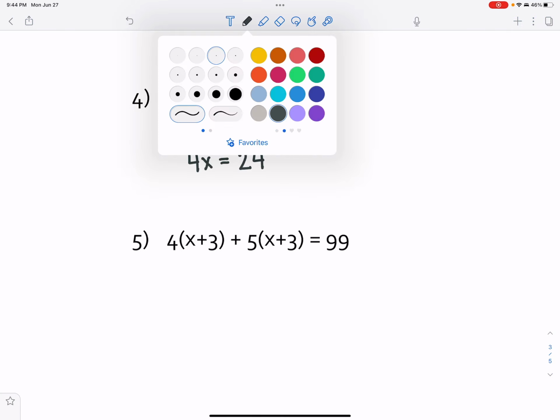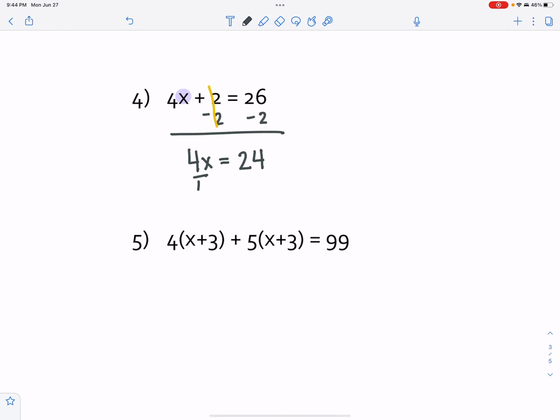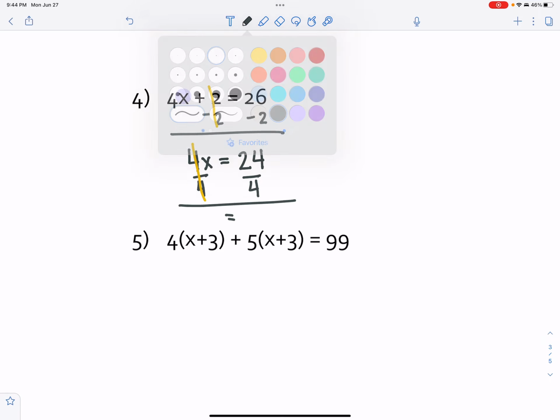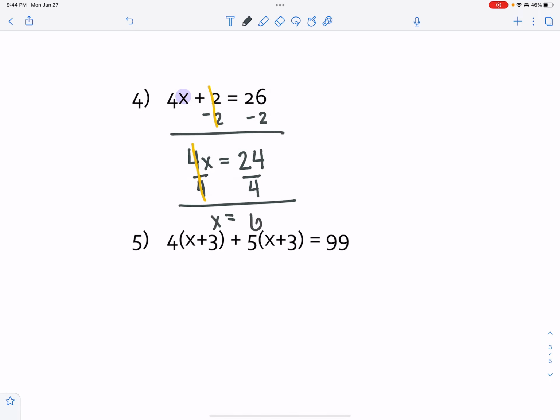Now 4 times x, to get rid of that, I'm going to divide both sides by 4, carry down that equal sign. The 4's are going to cancel and leave me with x equals 6 as my final answer. You could check that. I will not in the video, but you would check that by plugging in the x equals 6 right there where there was an x in the original problem.